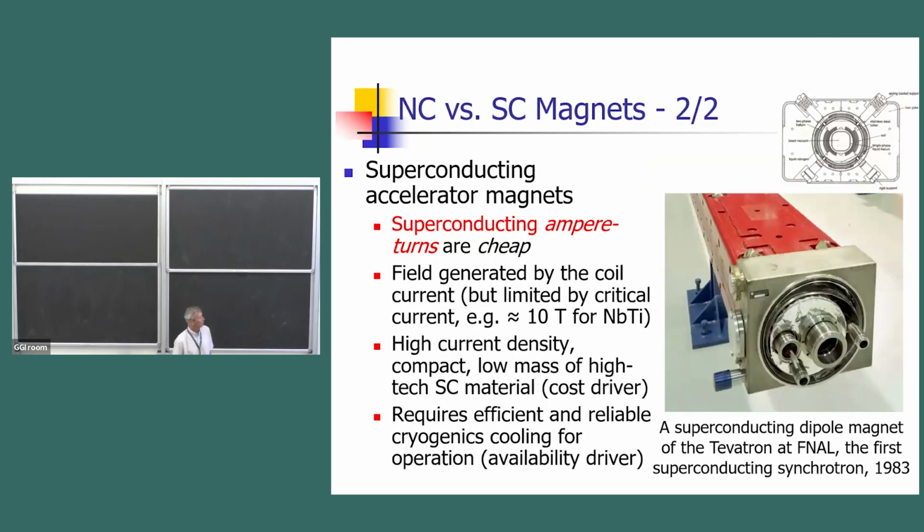Okay. As I said, in superconducting magnets, superconducting ampere turns are cheap. The field is generated mostly by the coil, by the current that goes around the superconductor. You have high current density, it's compact, low mass, and it requires efficient and reliable cryogenics, okay? So it doesn't come for free, you still pay for the cryogenics. And this is a picture of a superconducting dipole for the Tevatron, which is the first superconducting synchrotron, okay? That's the cross-section. We will dig into details in a moment.